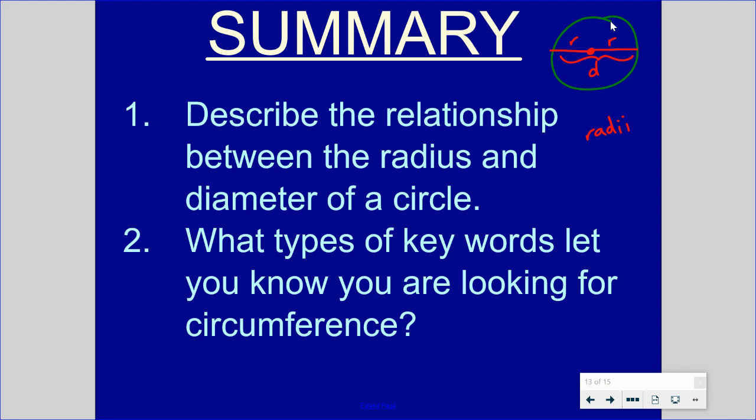Keywords that could let you know you're looking for some circumference. You could find words like all the way around, exterior. You could say, how much would you walk on a path around an object? So think about keywords like that, and if you have any more, add that to your list.